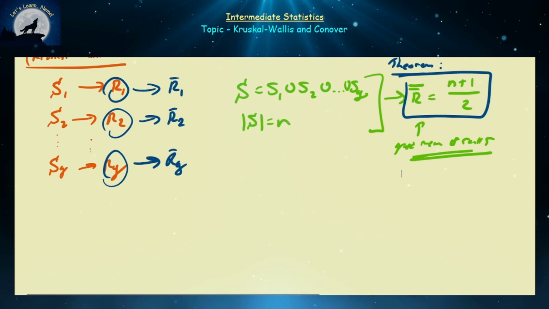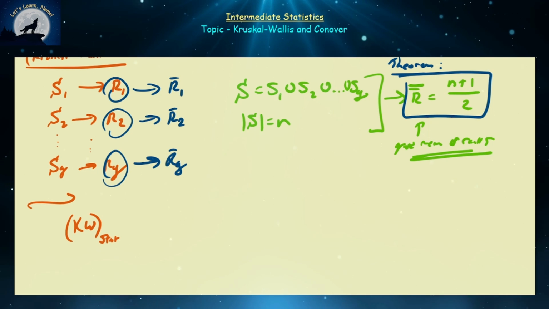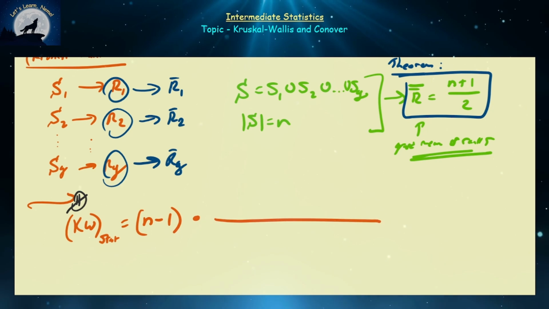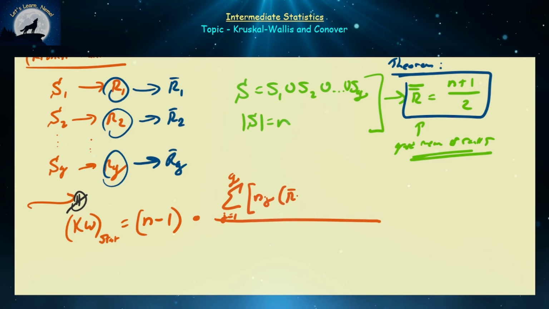So how does the Kruskal-Wallis test statistic look? The Kruskal-Wallis stat, some people will use H instead, but I'm just going to use KW for Kruskal-Wallis because H is commonly used for something else. The Kruskal-Wallis stat is defined as follows. It's going to be n minus 1 times a fraction of sums. On the top, we have the sum from j equals 1 to g of nj times the average rank of group j minus the grand rank, squared.